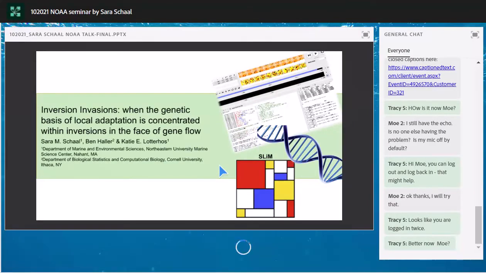So looking at that first part of my talk, I'm going to just jump into the theoretical study. This is in collaboration with my advisor, Katie Lauderhouse, but also Ben Haller, who is the creator of SLiM, which is an evolutionary simulation framework. If you haven't used it and are interested in doing any sort of evolutionary simulations, it's really a great software, and he is always open for collaborations.